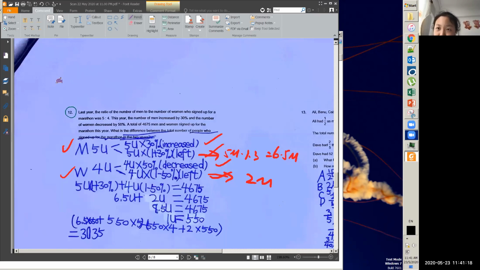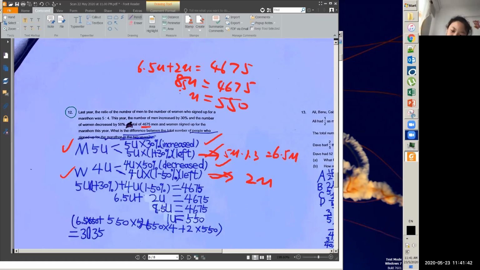So a total of 4,675 men and women sign up for the marathon this year. So that means 6.5u plus 2u is equal to 4,675. That's not 8u equal to 4,675. Can you help me out? 8.5u, I'm sorry. 550. So 1u is 550. What is the difference between the total number of people who sign up for the marathon in the 2 years? This year is 4,675. Last year is 9u. So the difference is half u, right?